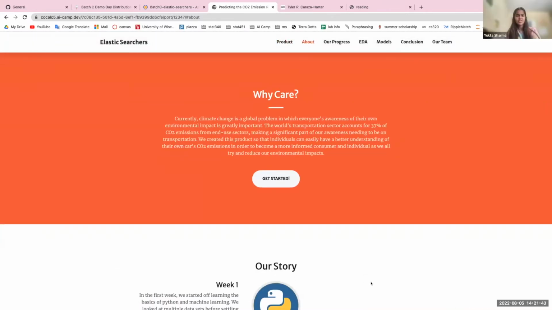So why should anyone care? Currently, climate change is a global problem in which everyone's awareness of their own environmental impact could really help. The world transportation sector accounts for 37% of the CO2 emissions from end-use sectors, making a significant part of our awareness needing to be on transportation. We created this product so individuals can have a better understanding of their own car's CO2 emissions in order to be more informed and more careful about what their environmental impact is.